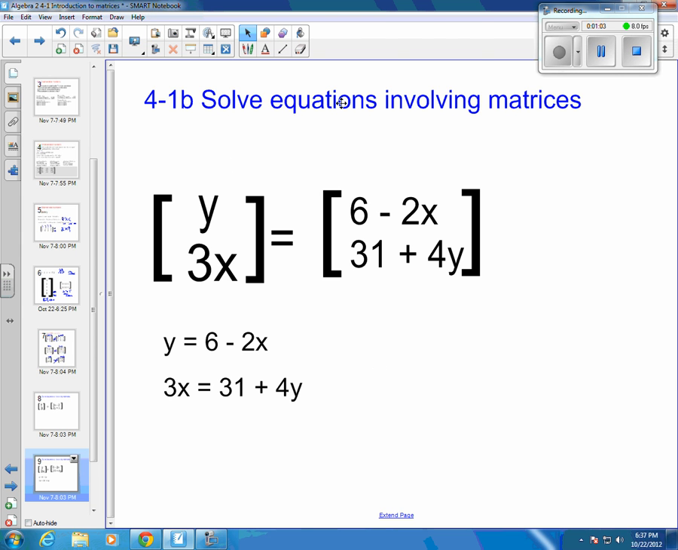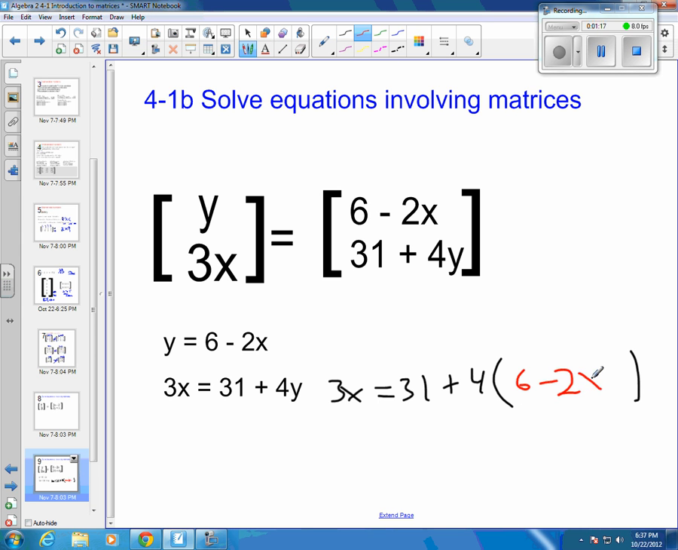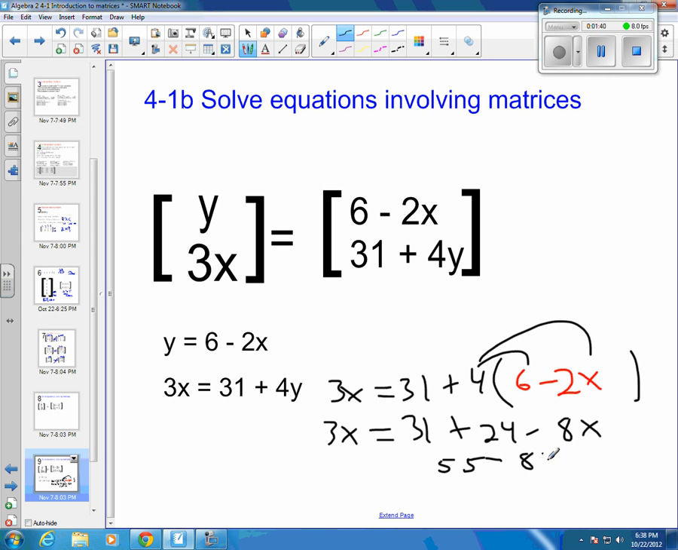So I'm going to take the bottom one, 3x equals 31 plus 4 times whatever y is, and I'm going to substitute my y, which is 6 minus 2x. Then I can use my distributive property. So 3x is equal to 31 plus, 4 times 6 is 24, and 4 times 2x would be 8x. Then you want to combine your like terms, so I've got a 31 and a 24, which would be 55, minus 8x is equal to 3x.